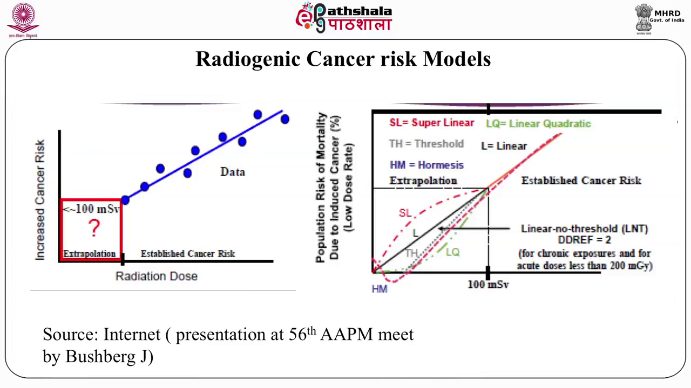That is another model. Most of the time, we follow the linear no threshold model. That means there is no threshold dose below which cancer risk does not occur, and there is risk at every dose, however low that dose may be. So that is what the risk model called LNT, linear no threshold, means.